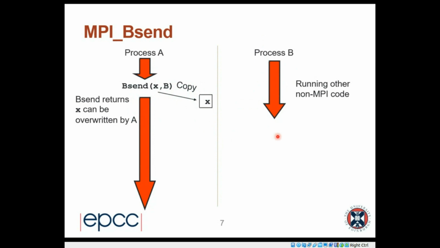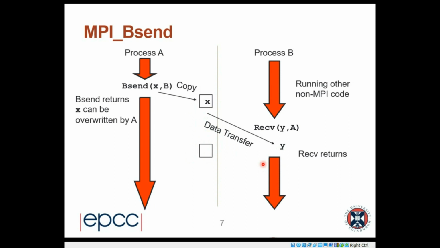Now, if process B didn't issue a receive, the program would still run. It might not be correct, but there'd be no deadlock. Hopefully, process B issues a receive. At that point, the data transfer takes place. There's no synchronization in time. Then, presumably, this buffer is freed up. So we've achieved the same thing: the data X on A has been transferred to Y on B.